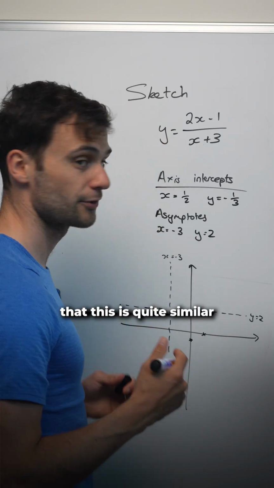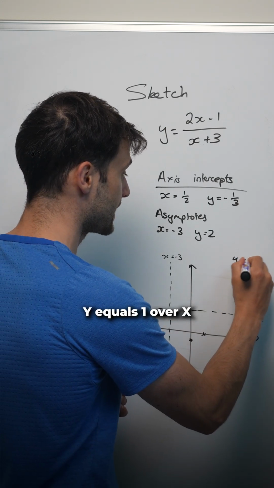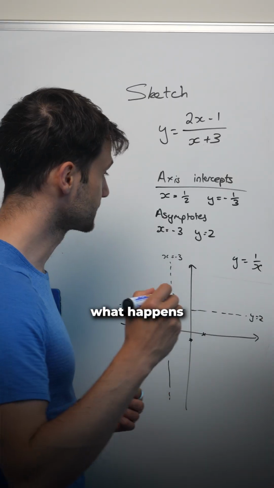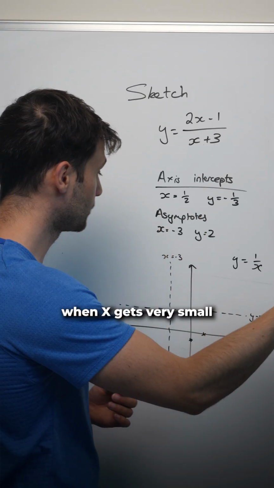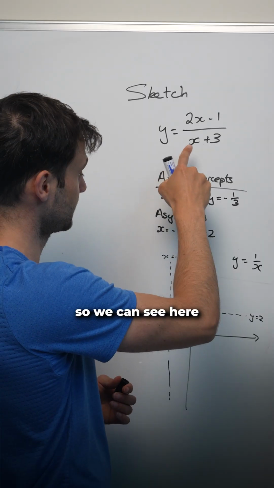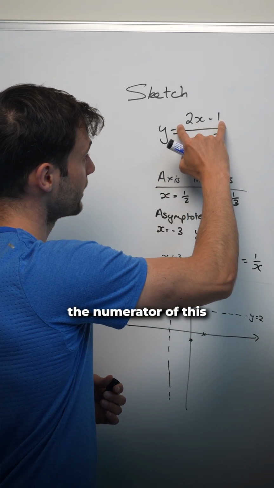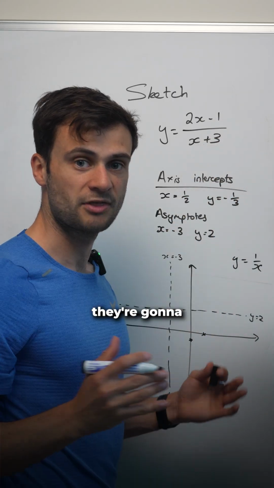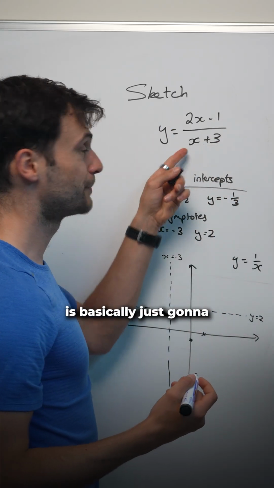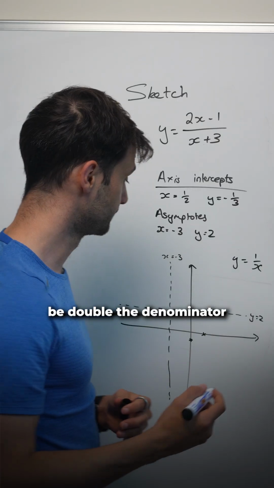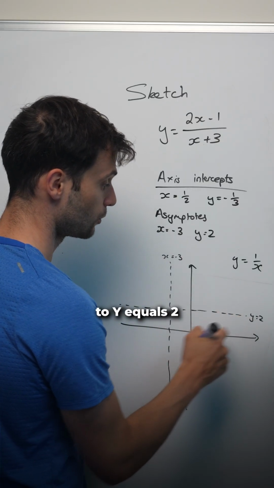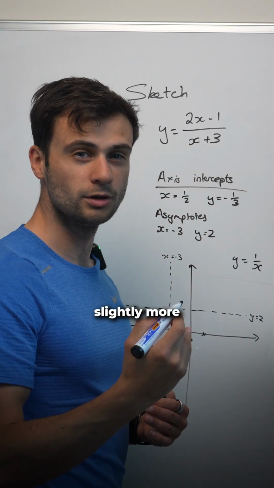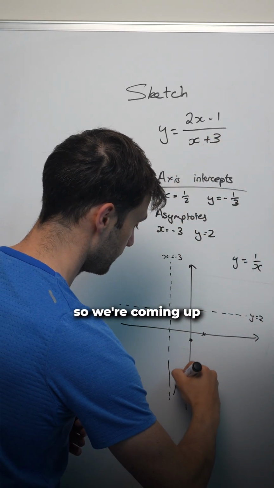Now you may know that this is quite similar to the graph of y equals 1 over x. However, we can also show that by considering what happens as x gets very big or very small. As x gets very big, the minus 1 part and the plus 3 part are going to become insignificant. The numerator is basically just going to be double the denominator. So as it gets very big, it gets very close to y equals 2. And note, the numerator is always going to be slightly more than double the denominator, so we're coming up from this direction.